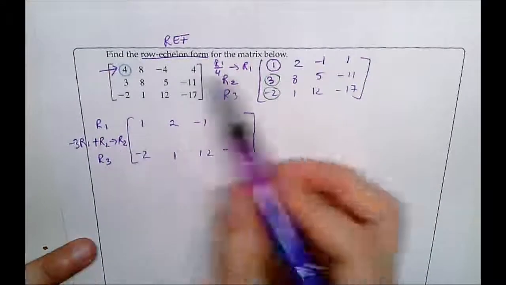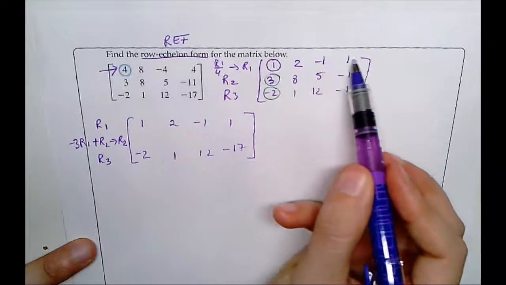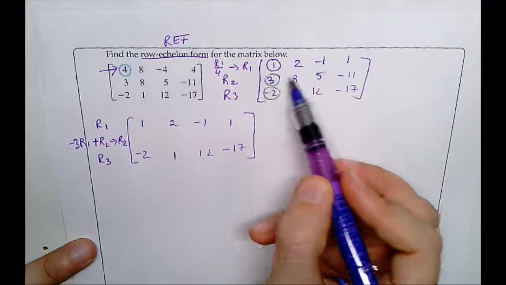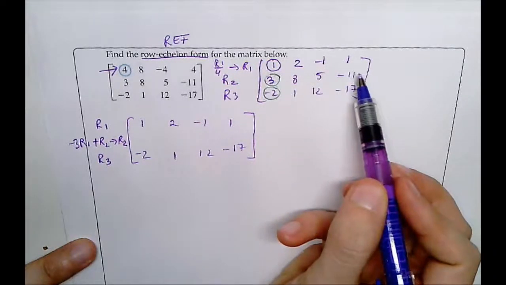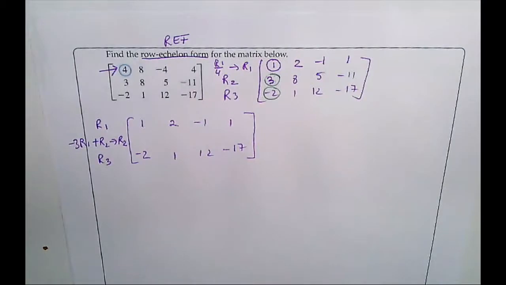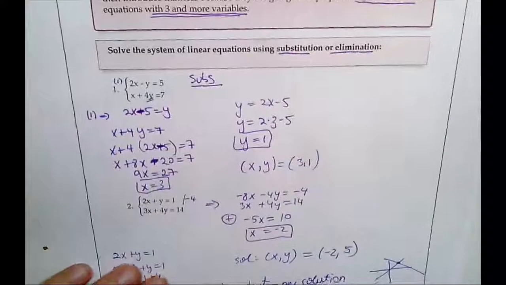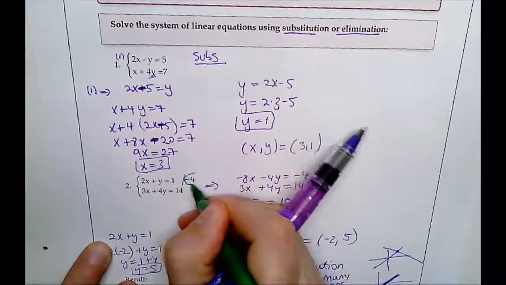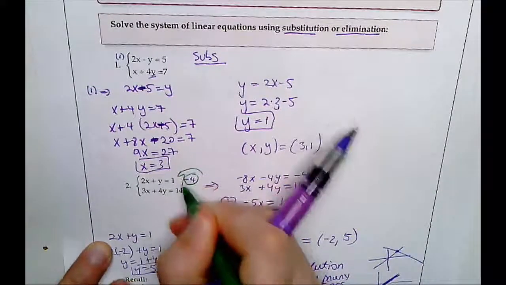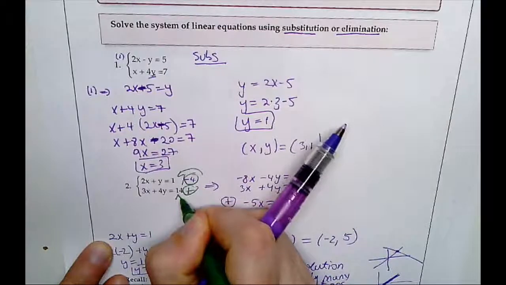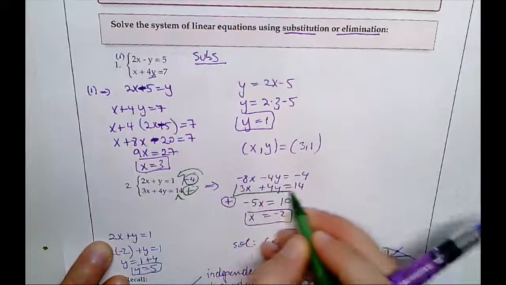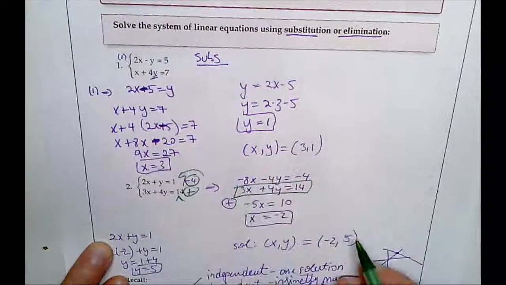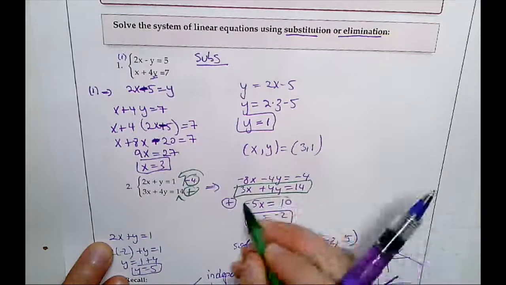So negative 3 times row 1 is this, and then I add it to row 2, and that's going to become row 2. This is the same as what we did in here. We said negative 4 times the first equation added to the second equation. That became my second equation that I'm working with. Which is this one, sorry.